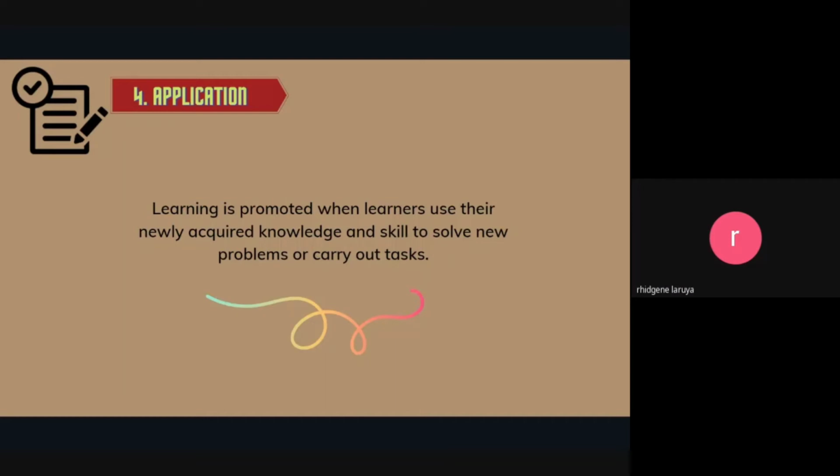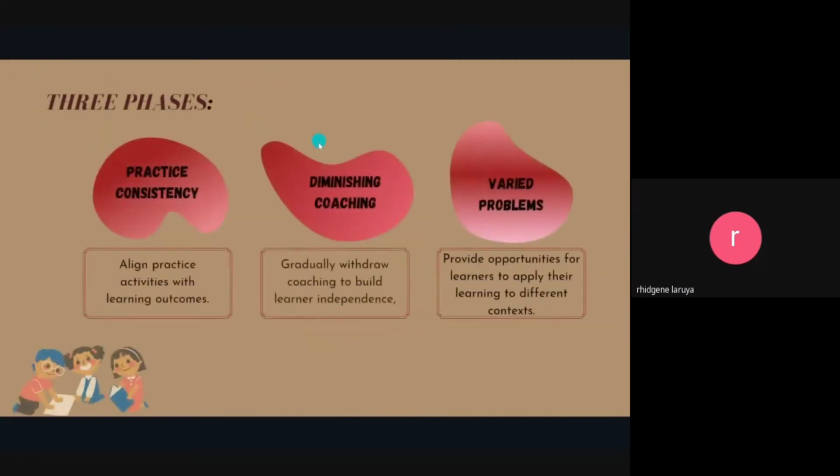First, practice consistency: align practice activities with learning outcomes. As an educator, to practice consistency, you must be consistent in providing a number of activities to your students so that the learners will be able to be competent in doing or solving a task using their knowledge.